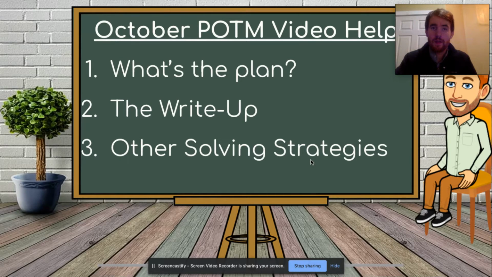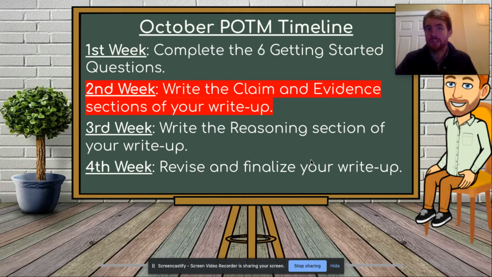So the plan for this week, this is of course our timeline. We are now in the second week. And last week, hopefully you completed the 6 getting started questions. If you haven't already done these, they're the first 6 questions in the problem of the month document. You can go into Google Classroom, and there's another video before this one where I give you some help on those questions. So you should make sure you've done this before you continue with this video and get started working on the claim and evidence sections of your write-up.